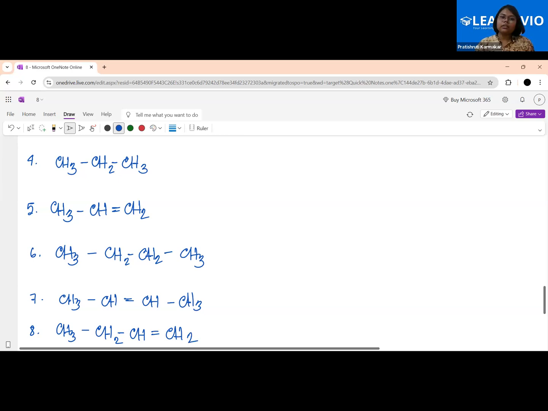Try naming these compounds, and once you are done, let me know. I will ask one by one.